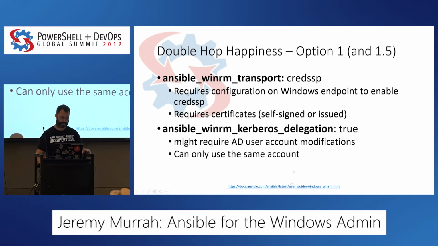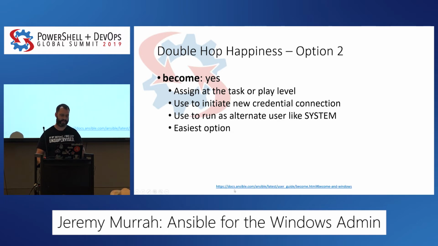A better option, so it got its own slide, is become. Become is a built-in Ansible option. And it comes from the weird Unix land of become root or become super user, sort of self-elevate execution. In Windows land, all it means is run as. That's it. It doesn't mean the UAC elevation stuff. It has nothing to do with that, which was weird at first. But no, it just means run as. When you see become, it just means run as.